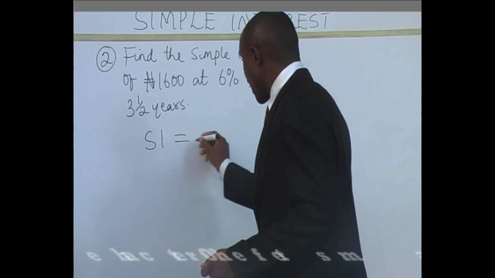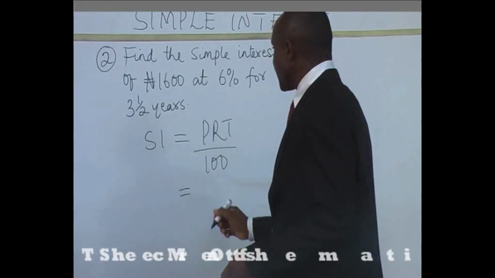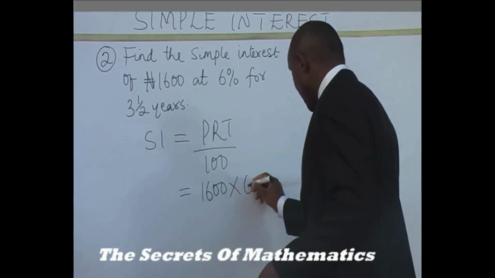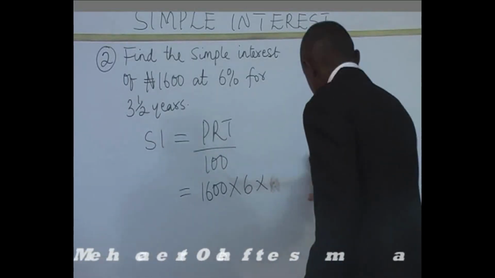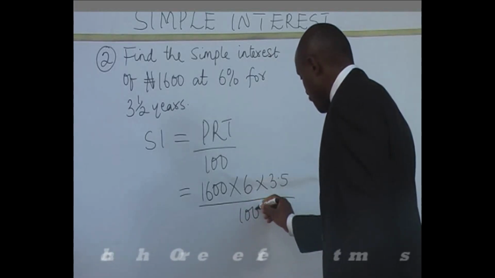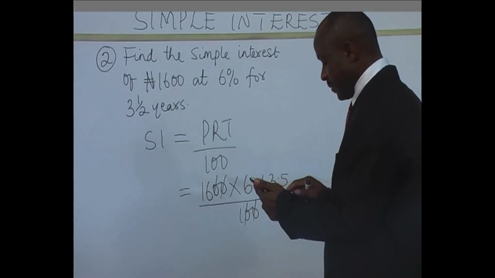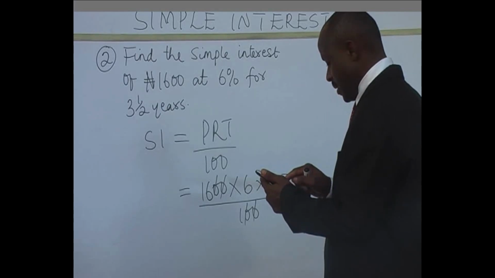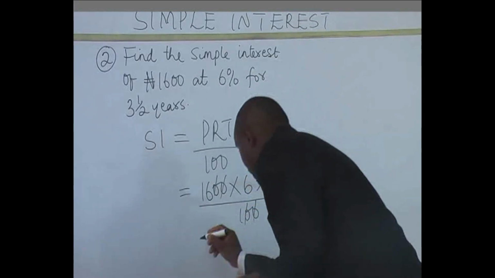Simple interest is calculated with the formula PRT all over 100. In this case, our principal is 1,600. Then times the rate, 6%. Times the time, 3.5, all over 100. You can cancel this and cancel this. So with a calculator, multiply 16, 6 and 3.5. You're going to have 16 times 6 times 3.5, 336 naira.